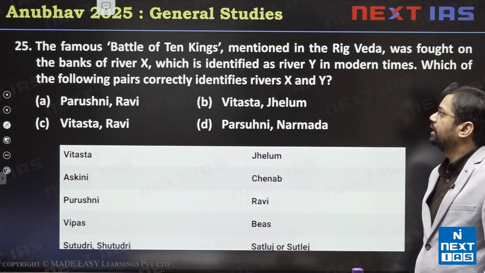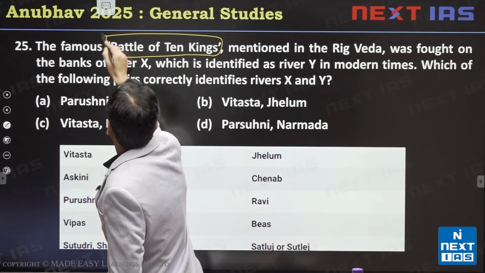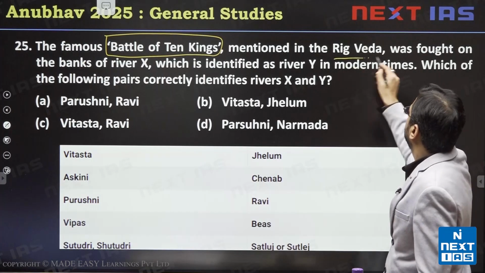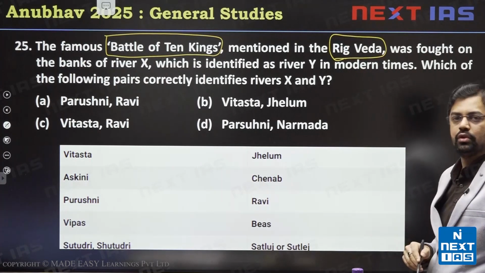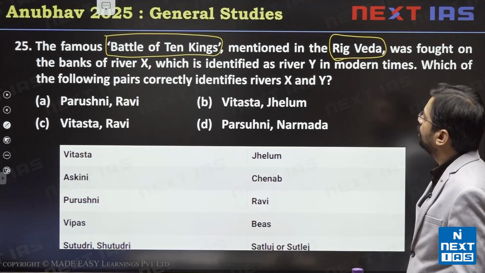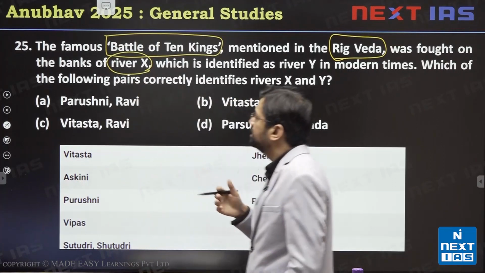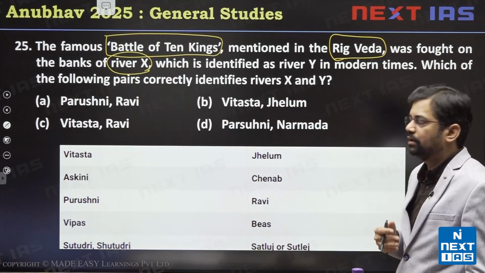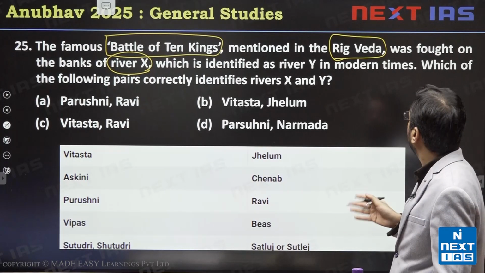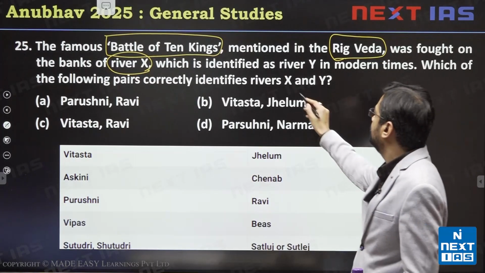the famous Battle of Ten Kings, which is a very famous battle in ancient history, mentioned in the Rig Veda. So I always say कि you should always mark, बार बार नहीं पढ़ना पड़ेगा. Battle of 10 Kings, Rig Veda, was fought on the river bank of X, which is identified as river Y in modern times. Which of the following pair correctly identifies river X and Y?